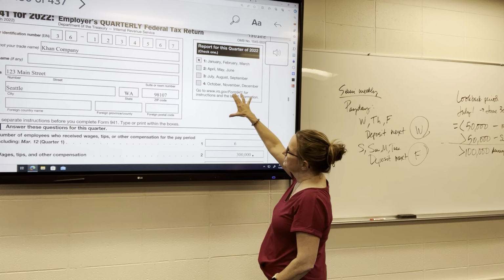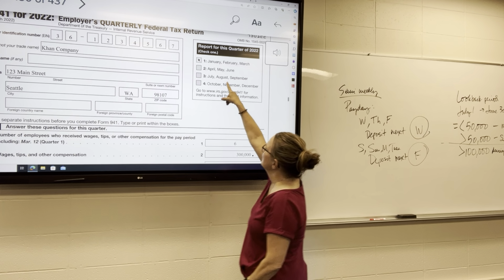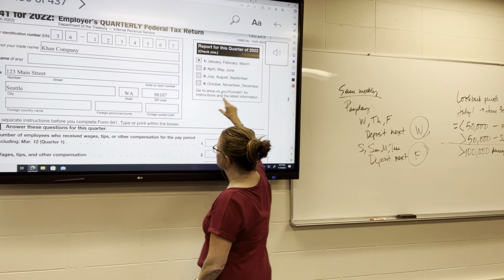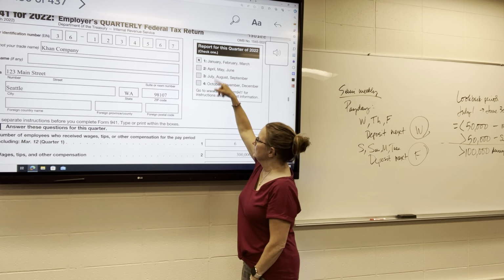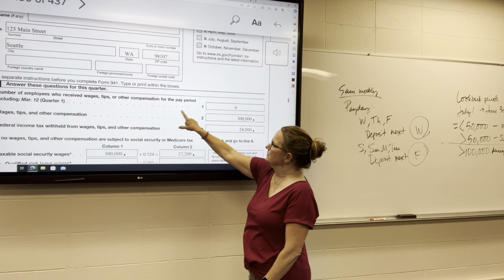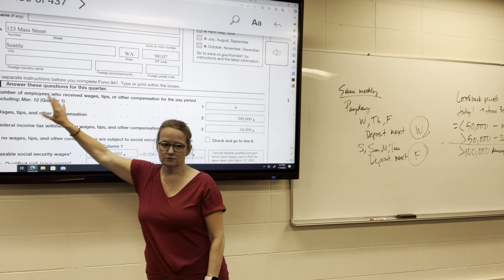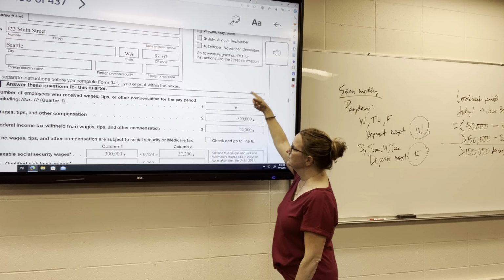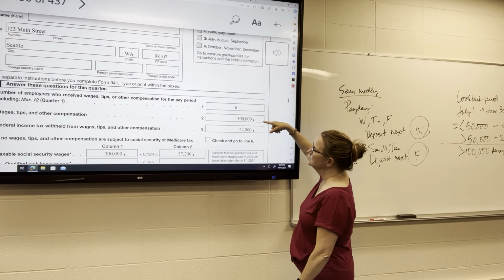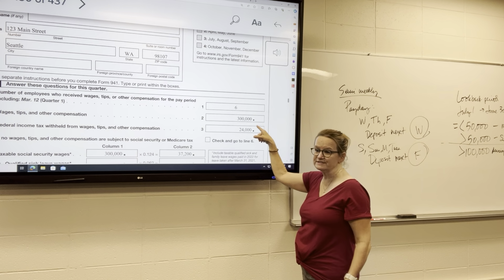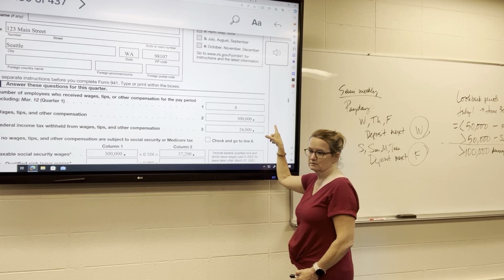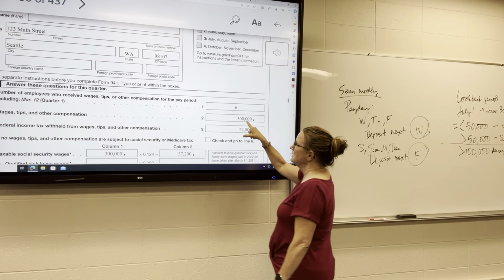You recall, this is what the 941 looks like. We've checked the box that corresponds to the correct quarter. They want to know the number of employees who received wages, tips, or other compensation during a particular pay period during that quarter. Total amount of wages, this would be federal taxable wages.